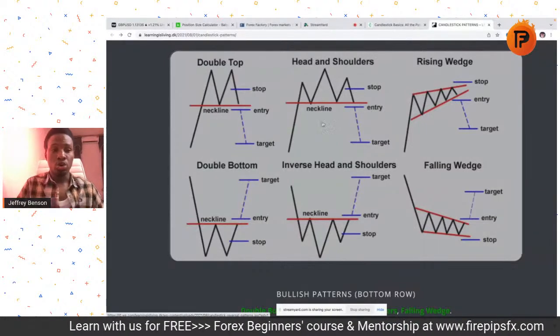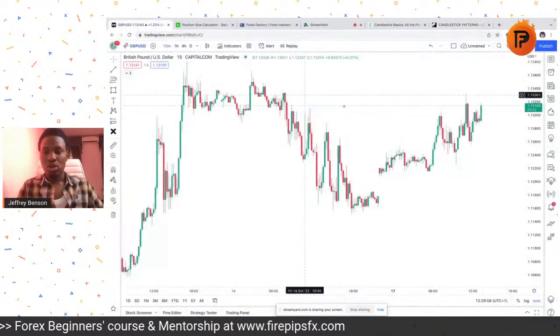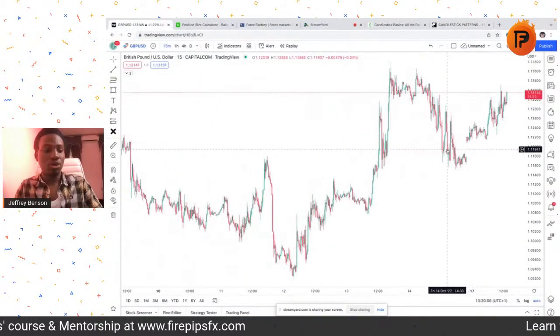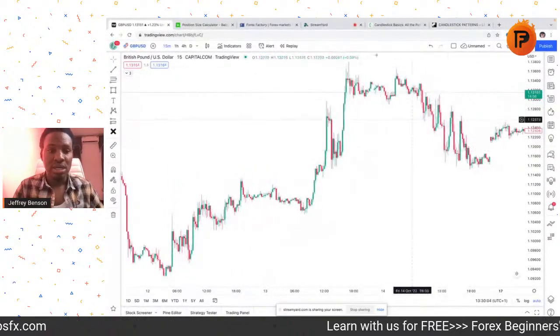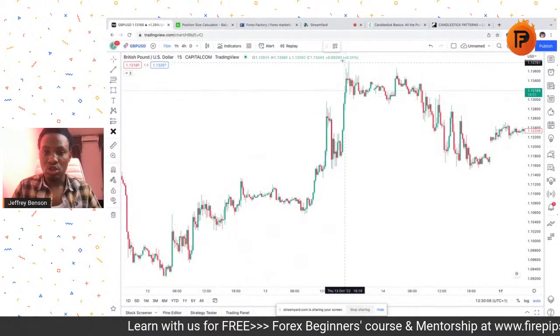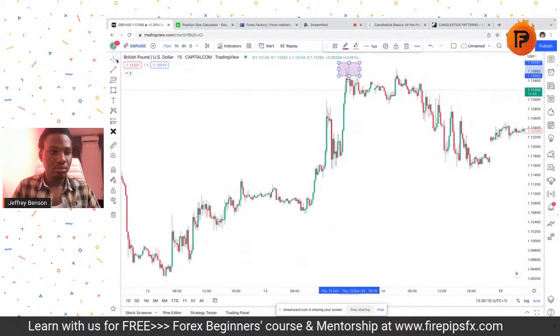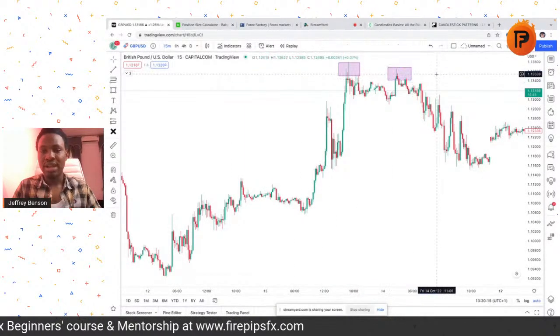Go on your chart. Now, here's how to find this thing. Let's start looking, for example, for double tops. I'll come on GBP and start looking for charts that have a double top chart pattern. So here's an example already, without even going further. Here is the first top right here, and here is another top right here too. So it forms like an M.